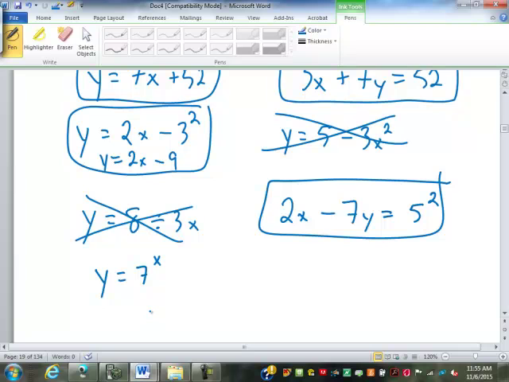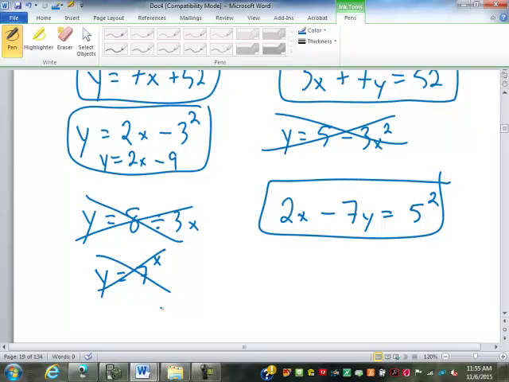How about this one? No, it's y equals 7 to the power of x. You cannot have x in the power. Now, I know it's just a few examples. With a little more practice, you could get pretty good at just looking at an equation and telling whether it's going to be a line or not.